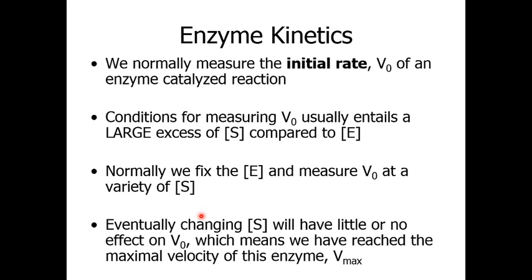This means that we do various assays, and the difference between these different assays is the difference in the concentration of the substrate. The concentration of enzyme is constant. Eventually, changing the substrate concentration will have little or no effect on V0, which means we have reached the maximum velocity of this enzyme, or Vmax. Recollect the term Vmax. And Vmax is an important term because it describes the maximum velocity of an enzyme, above which the velocity cannot go.